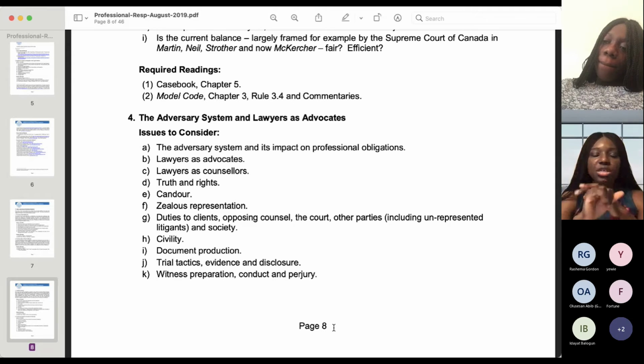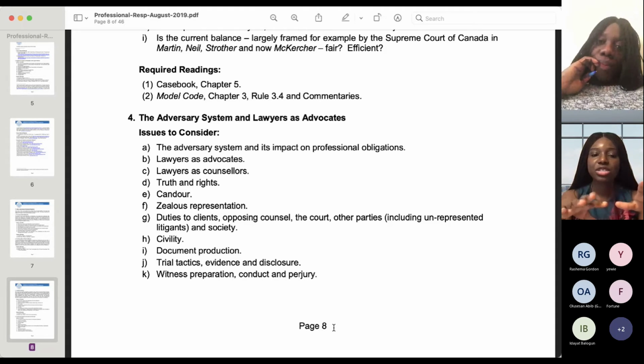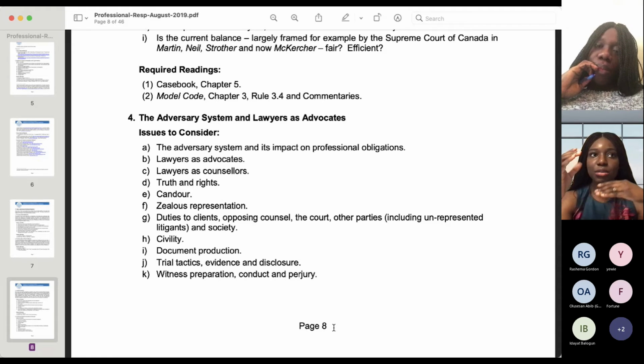Okay. And the issues to consider here are the adversary system and its impact on professional obligations, lawyers as advocates, lawyers as counselors. So if you have your notes, you notice that there are bullet points. What should a lawyer do as an advocate? What should a lawyer do as a counselor? This isn't really difficult. Once you have the bullet points, it's an open book exam. If they ask you anything in relation to this, just go and pick out your bullet points and explain them.